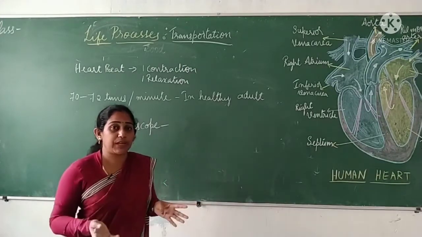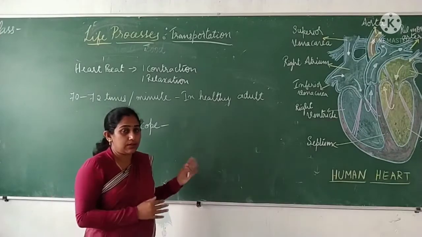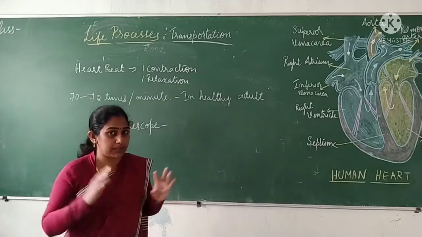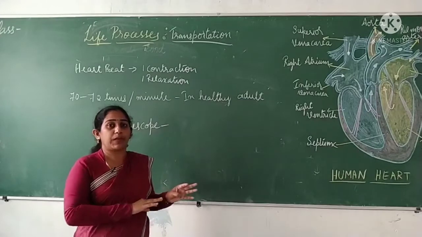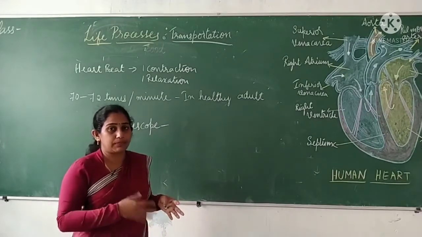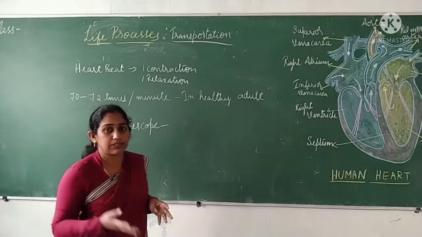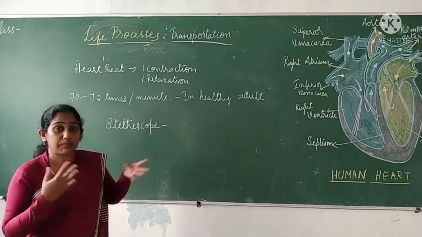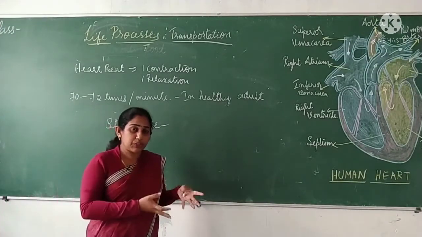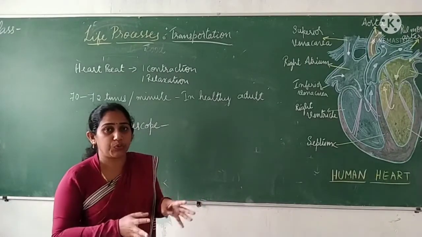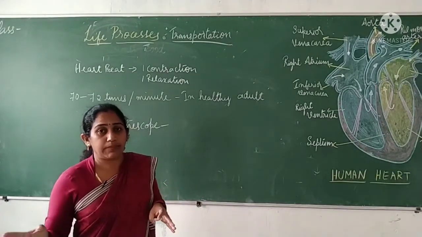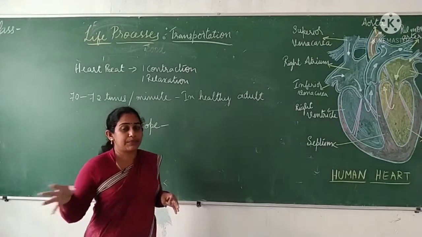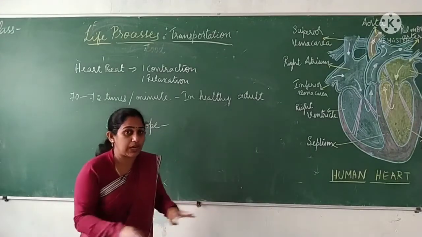Based on that, we can say it's high pressure, low pressure, hypertension and all. You might have heard about that, right? That is based on how blood pressure varies from person to person. So how do we measure blood pressure? What is blood pressure? Blood pressure is the pressure by which the blood is flowing through a blood vessel, especially through arteries.